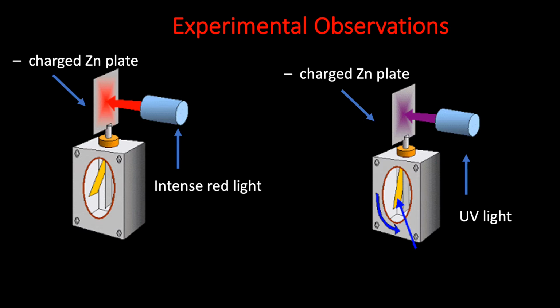This shows that the plate will only discharge if the frequency of the light is greater than a particular value. In this example, UV light exceeds this value whereas intense red light does not. It is important to highlight that the frequency of the light made the difference, but not the intensity or the brightness.